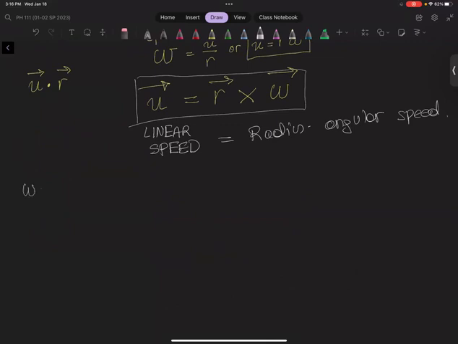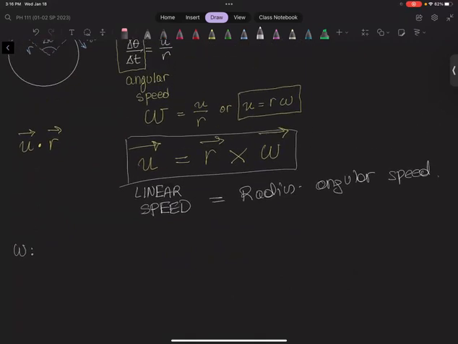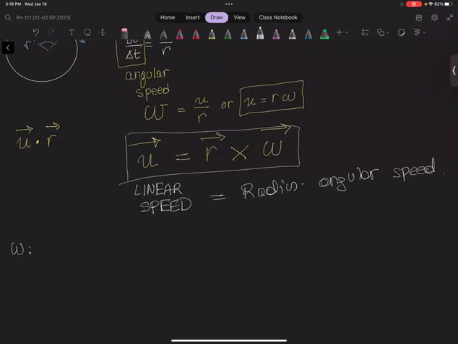Omega has units. What are the units of omega? Well, let's see. Omega is U over R, right? What are the units? Meters per second over meters? Seconds to the minus 1? Yeah, well, not quite. We're going to stick with radians per second. You with me, guys? We good?